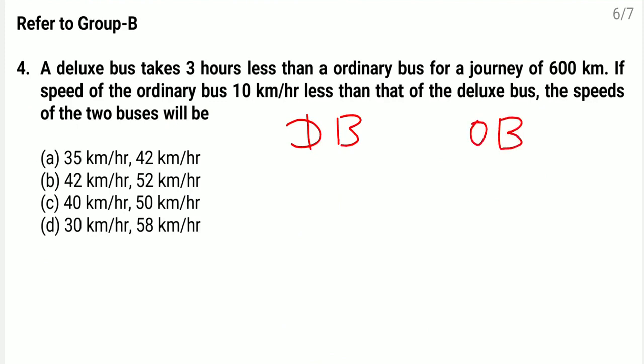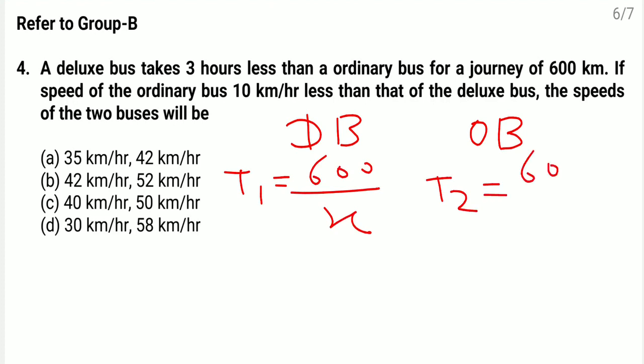If the speed of the ordinary bus is 10 km per hour less than that of the deluxe bus, the speed of the two buses will be. We don't know the speed of the deluxe bus, so we'll consider it as x. Here the time taken by this bus is 600 by x, and the time taken by the ordinary bus is 600 by x minus 10, since its speed was less by 10 km per hour than the deluxe bus.